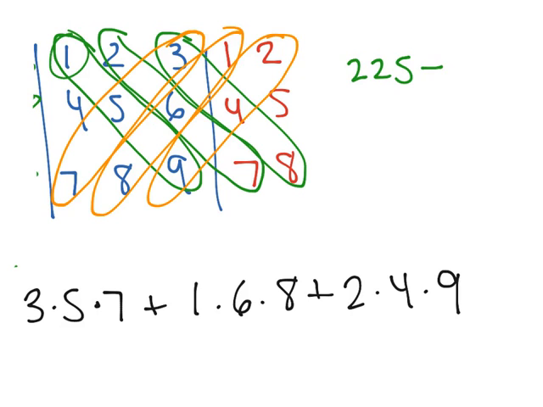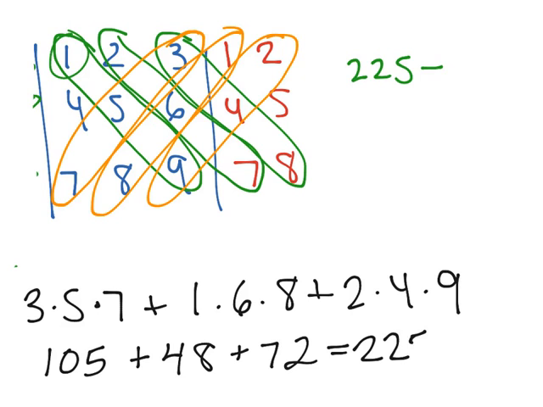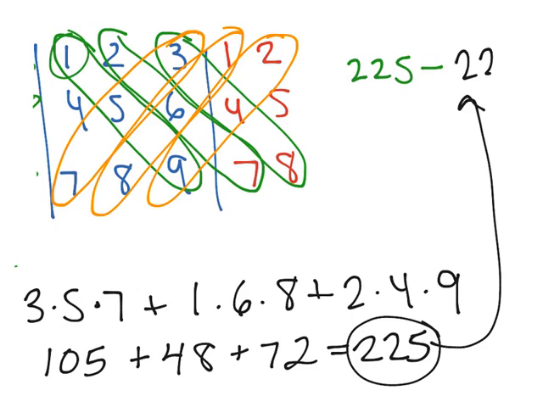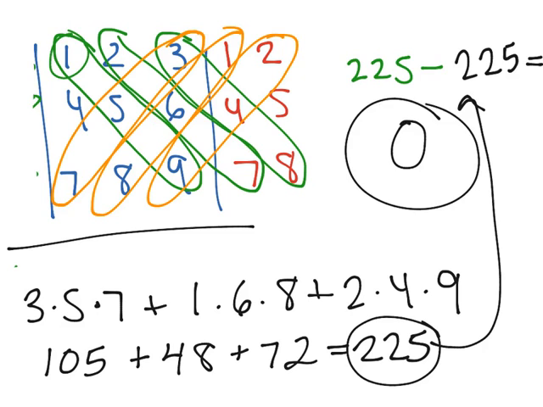And so here our first one is 105 plus 48 plus 72, and if we add them, we get that this is equal to 225. And so we subtract this from the other sum we found, and we find that this is actually equal to 0. So the determinant of this matrix is equal to 0, which is kind of surprising.